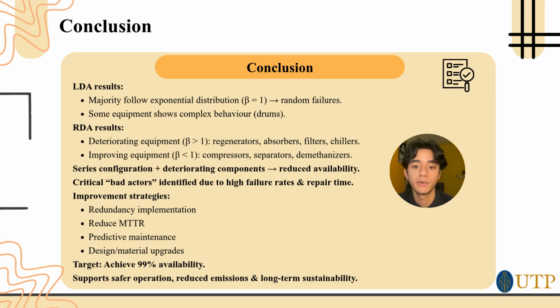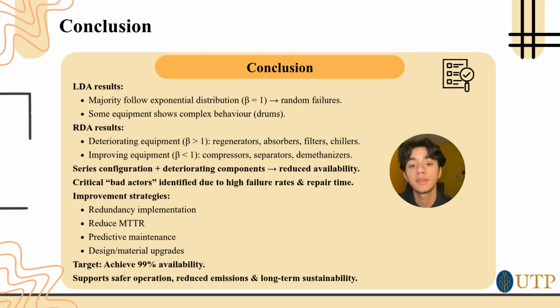In conclusion, our RAM study has provided a comprehensive evaluation of the plant's performance based on the RBD model and 5 years of operational data. From the live data analysis, most equipment follows an exponential distribution with a beta value of 1, indicating that failures occur randomly and are not age dependent. However, certain components such as discharge and suction drums exhibit more complex failure behavior.